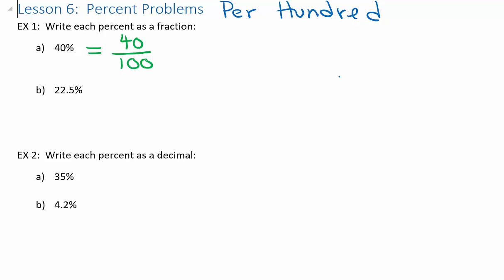We could reduce this fraction. If we divide the top and bottom by 10, I get 4/10. And then I could divide top and bottom by 2, and I've got 2/5. So 40% and 2/5 are the exact same thing.